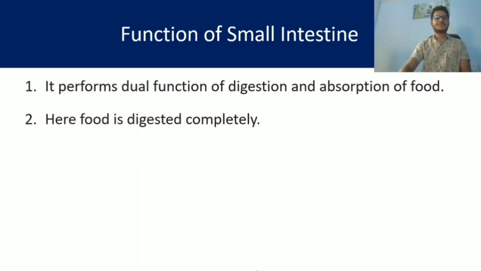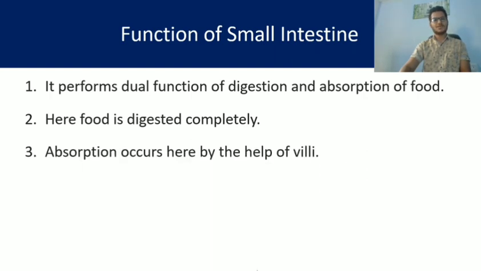Next point. Here food is digested completely. Third one. Absorption occurs here with the help of villi. As we know, the finger-like projections increase the surface area for absorption of food, which is the folding of the inner wall of the small intestine to form the villi, and on the villi there are small finger-like projections which we call microvilli. So villi and microvilli help in the absorption of the digested form of food into the bloodstream. So they increase the surface area for absorption.